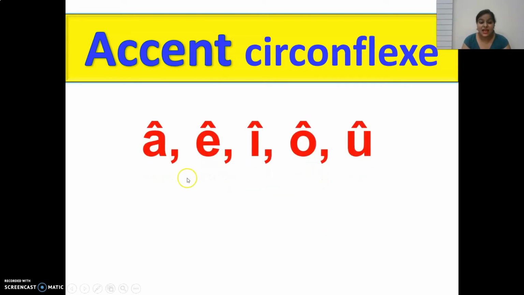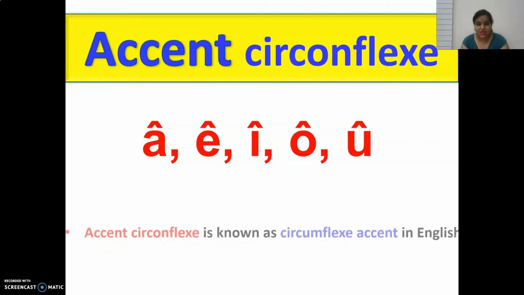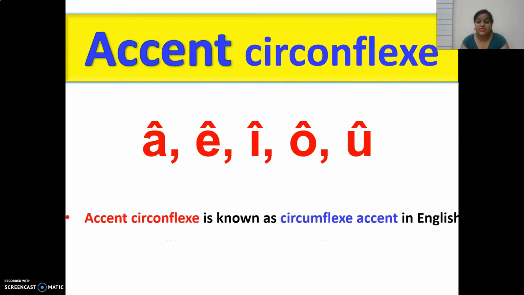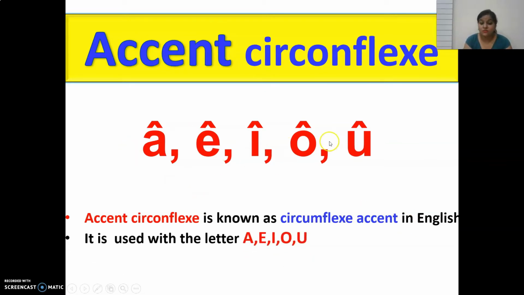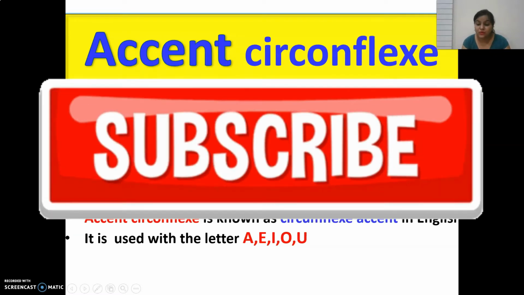So it is just like a hat-like thing over the vowels. Now let's see the facts about the accent circumflex. The accent circumflex is known as circumflex accent in English. Now where is it used? It is used over all the 5 vowels, that is A, E, I, O and U.